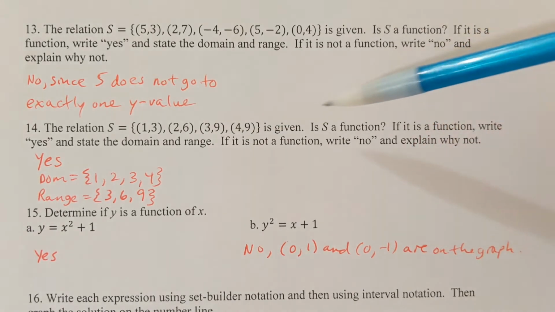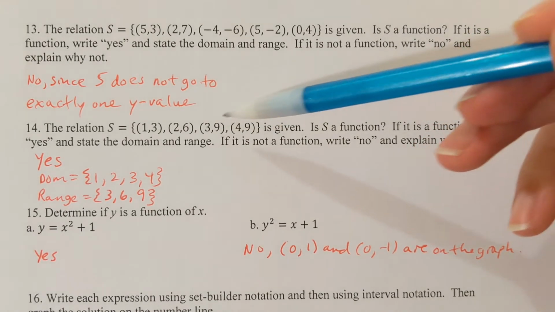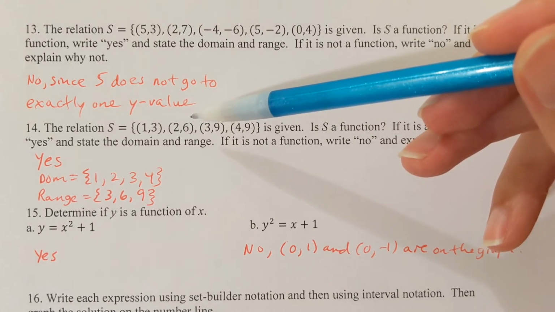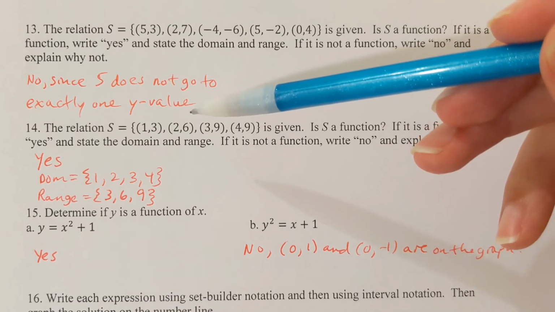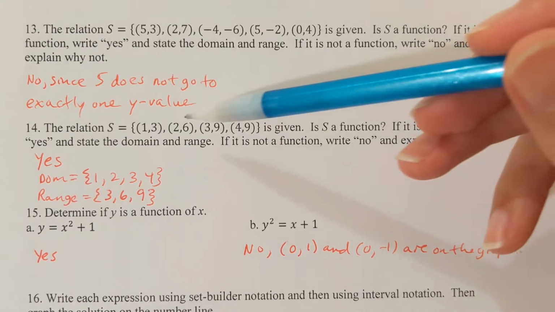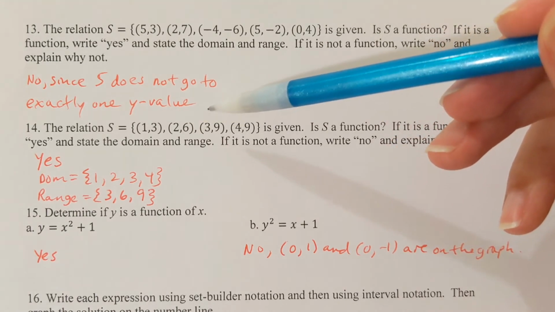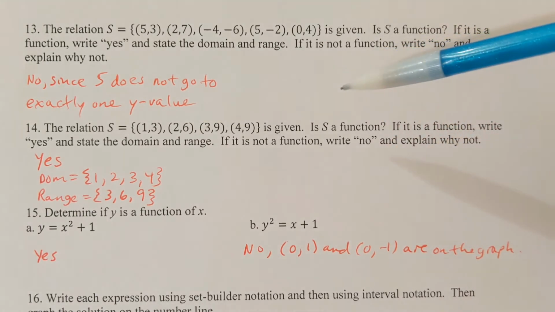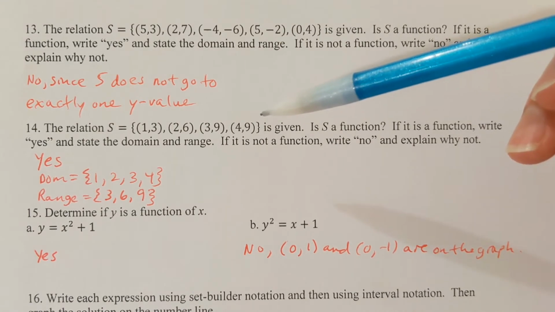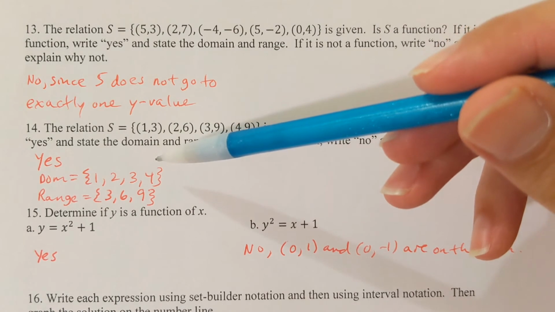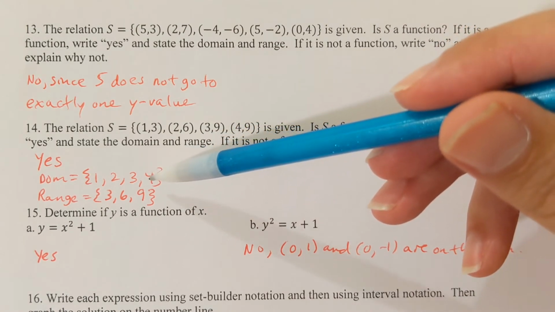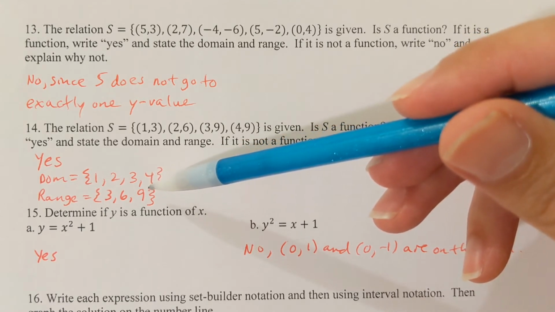Problem 14 is the same type of problem, only S, the relation, is equal to the set of points (1, 3), (2, 6), (3, 9), and (4, 9). Okay, so yeah, this is a function. For each x, there's only one y value. The domain is the set containing 1, 2, 3, and 4, and the range is the set containing 3, 6, and 9.